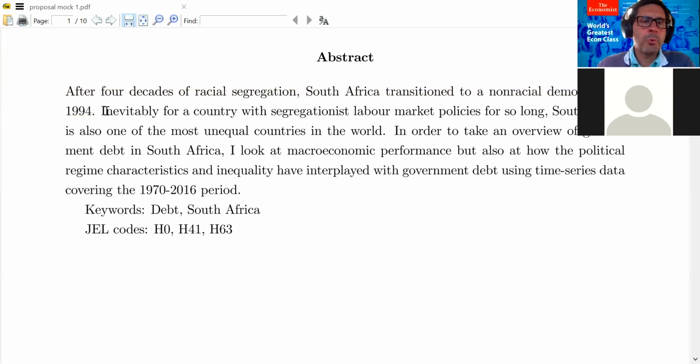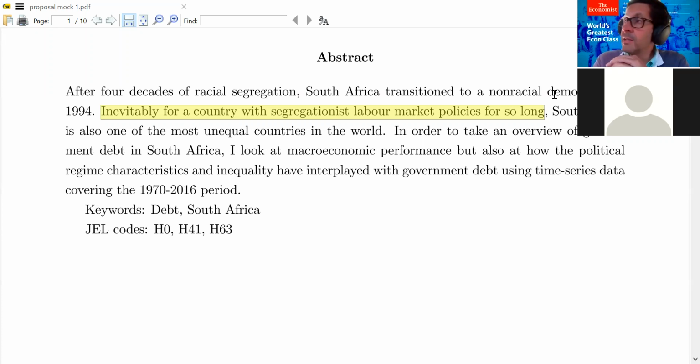And then I go and I put, inevitably, for a country with segregationist labor market policies for so long. So that's the whole point as economists, right? Every time we talk apartheid, for us, it's not the typical image that when I was a kid, you don't remember that because it's before you were born, back in the 1980s.